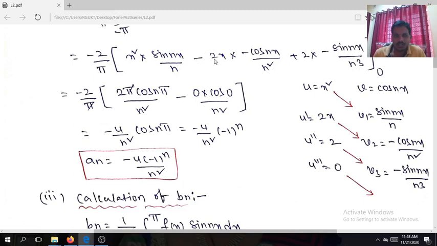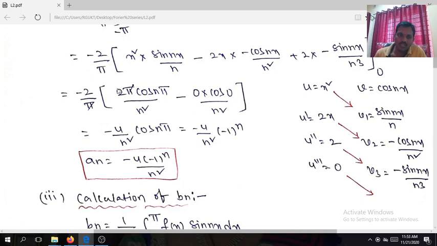Now coming to the cos term. Here minus into minus plus 2 into pi cos n pi divided by n square for the upper limit. Now coming to the lower limit, minus into minus plus, here plus is there. If you go for the lower limit, we will get a negative. Here it is 2x, that is 2 into 0, so 0 into cos 0 divided by n square. Finally, 0 into anything is 0, so this term is completely 0.